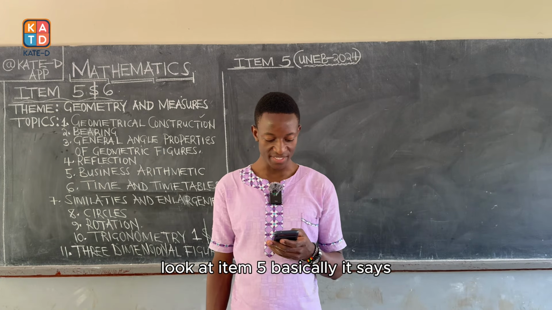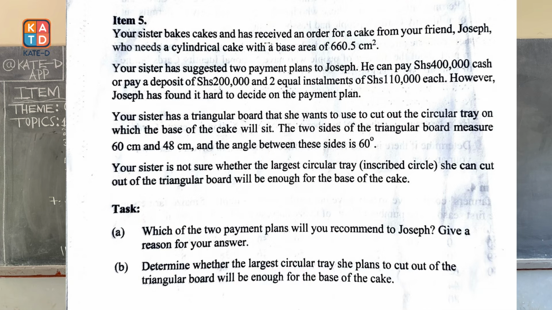Look at item 5, basically. It says, your sister bakes cakes and has received an order for a cake from your friend, Joseph, who needs a cylindrical cake with a base area of 660.5 centimeters squared. Your sister has suggested two payment plans to Joseph. He can pay 400,000 shillings cash or pay a deposit of 200,000 and two equal installments of 110,000 each. However, Joseph has found it hard to decide on the payment plan. Your sister has a triangular board that she wants to use to cut out the circular tray on which the base of the cake will sit.